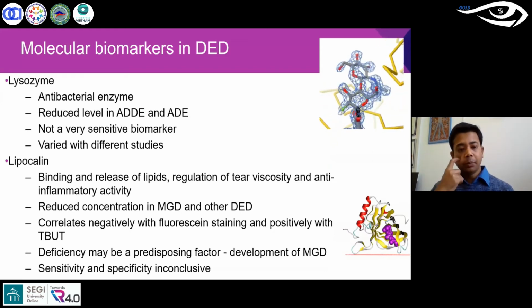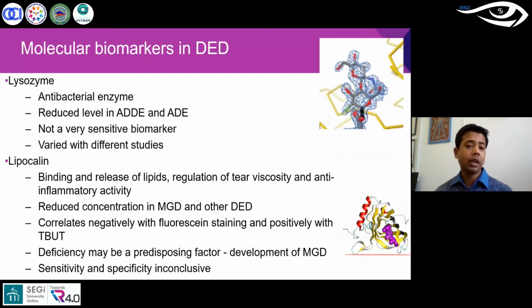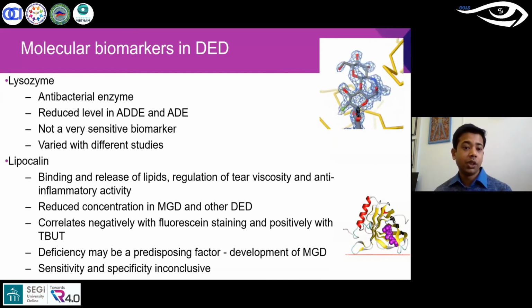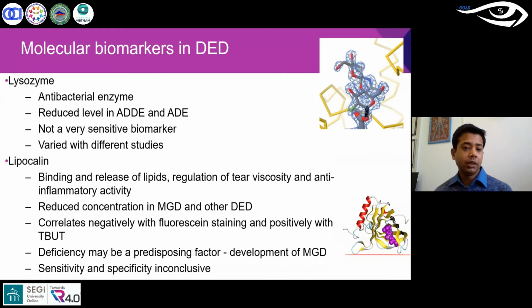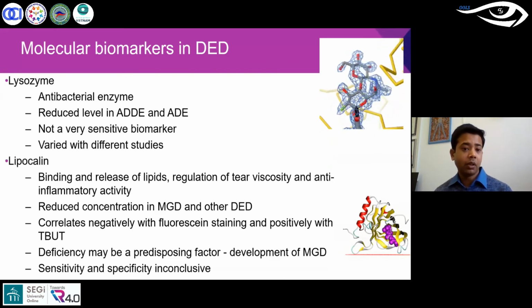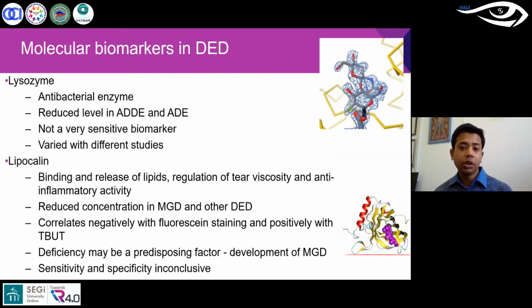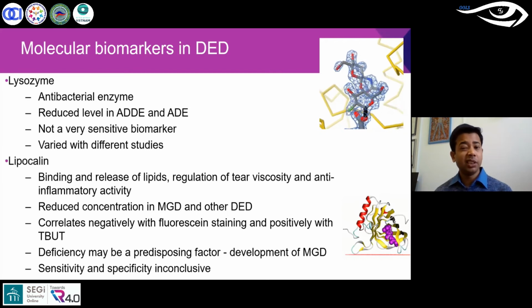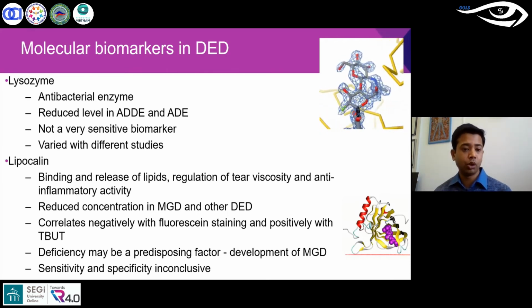Now, what I move to in the next part is some of the tests which are not yet available in the market, but this research is continuing, and we should have some understanding of which directions it might go. The first is lysozyme, which is another antibacterial enzyme. It's readily present in our eyes, generally reduced in both aqueous deficient and evaporative types. It's not been seen as a very sensitive biomarker before. It just varies between different studies. So we probably will not pick up lysozyme anywhere soon in the near future.